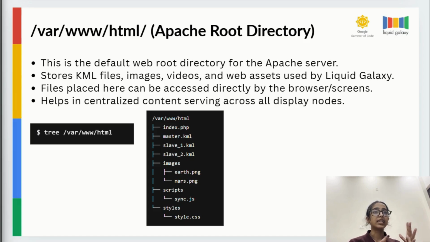This directory is the core content directory of Liquid Galaxy. Anything placed inside this directory can be accessed by Liquid Galaxy screens through the browser. That's why all the important assets like KML files, images, scripts, and web resources are stored here. This directory acts as a central content hub. Once content is placed here, it becomes available across all display nodes in a synchronized way.